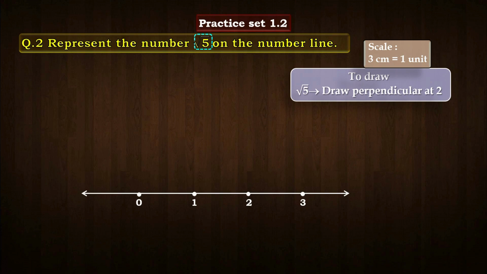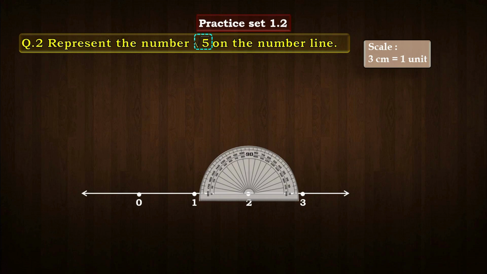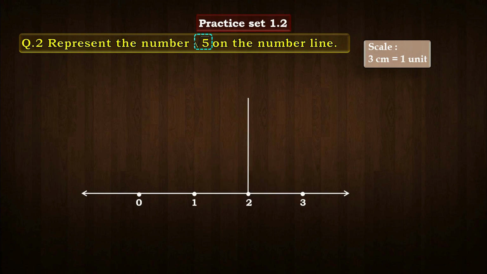Now to draw root 5, we have to draw the perpendicular at point number 2. So we will take the protractor and measure the 90-degree, and we will draw the perpendicular. Now let us take a compass and we'll measure 1 unit. You can take the measurement from 0 to 1 or 1 to 2, or 2 to 3, because all are of 1 unit, and we will take the measurement and cut that in the perpendicular.